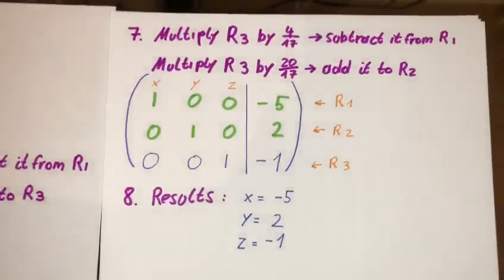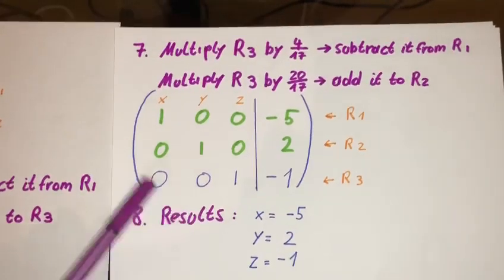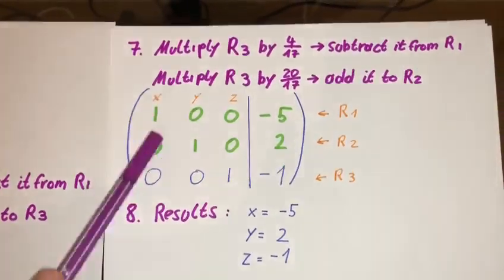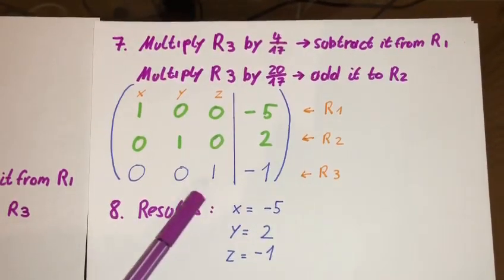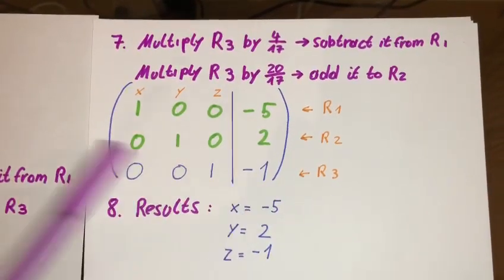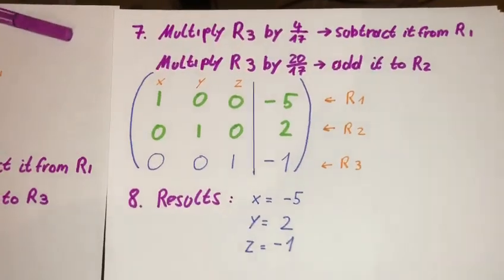And that's it basically. Now we can see, through this matrix, that 1x equals -5, 1y equals 2, and 1z equals -1. And that's it. Thank you very much.